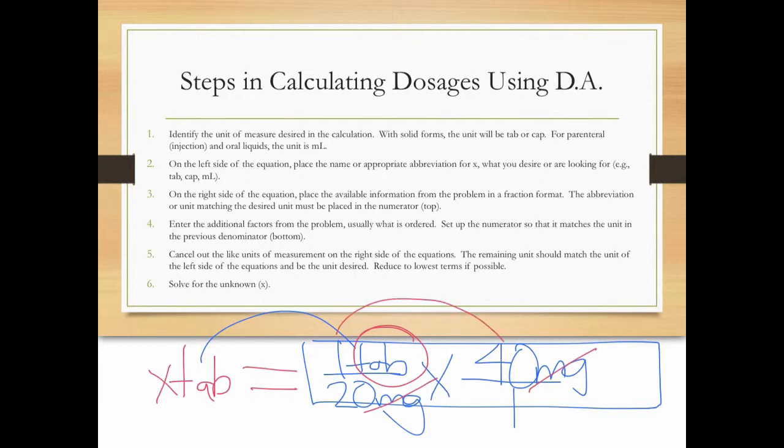1 times 40 equals 40. 20 times 1 equals 20. And again, carry over your tablet, so you would want to write tablet over here, and 40 divided by 20 is simply, I'm hoping you said, 2. In this scenario, you would give 2 tablets in order to give the doctor's dosage of 40 milligrams.